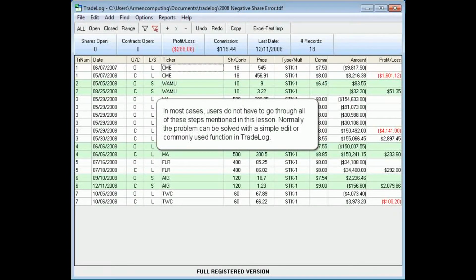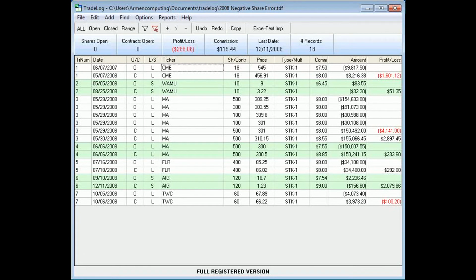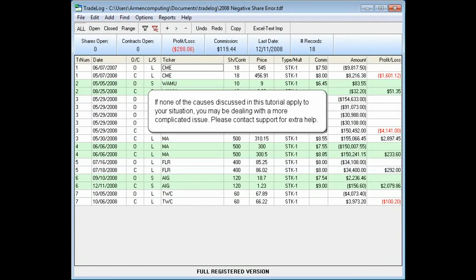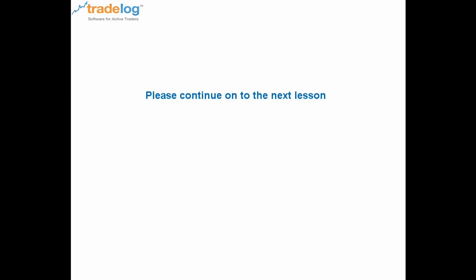In most cases, users do not have to go through all of the steps mentioned in this lesson. Normally, the problem can be solved with a simple edit or a commonly used function in TradeLog. If none of these causes in this tutorial apply to your situation, you may be dealing with a more complicated issue. Please contact support for extra help. Please continue on to the next lesson.